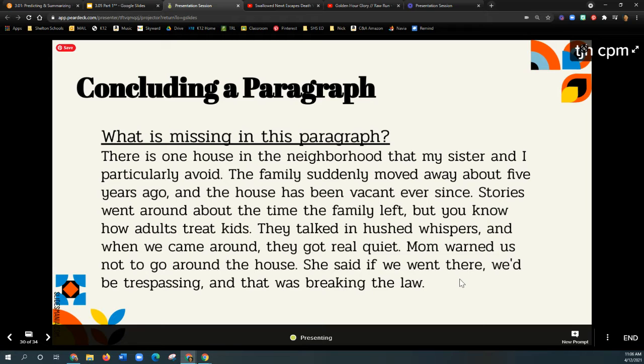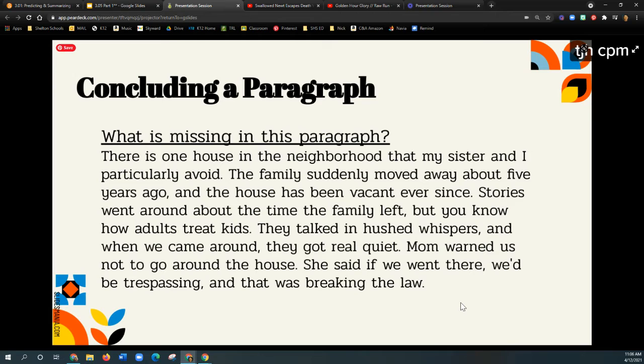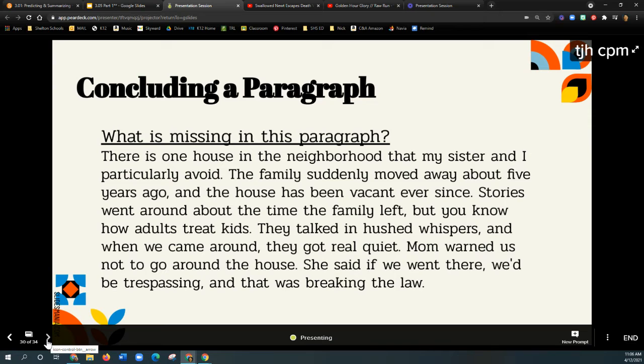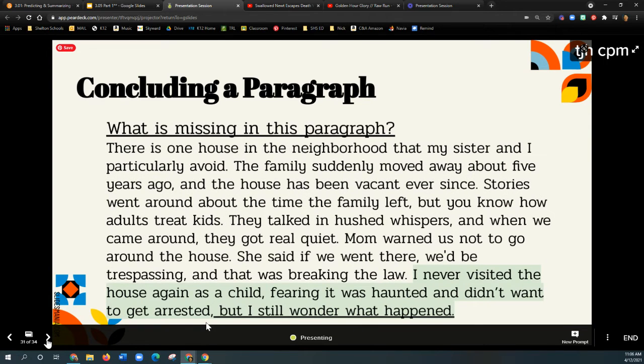So this is a paragraph. We're talking about this mysterious house, something happened, but we don't know what happened. We need a sentence in here that answers some of these questions. Did this person ever go to the house? Did they ever find out what happened in the house? We need a stronger sense of completion. We need a stronger sense of conclusion. So I added a sentence. It's okay. But what it does is it gives you a stronger sense of finality.